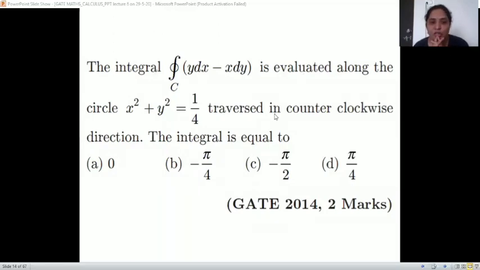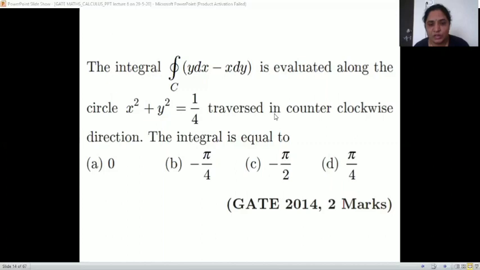Okay, I'll give you a hint. It is of the form integration M dx plus N dy. And I'll tell you the name also. That is Green's theorem. What is M? M is y. What is N? N is minus x. And it is the relation between single and double integration.